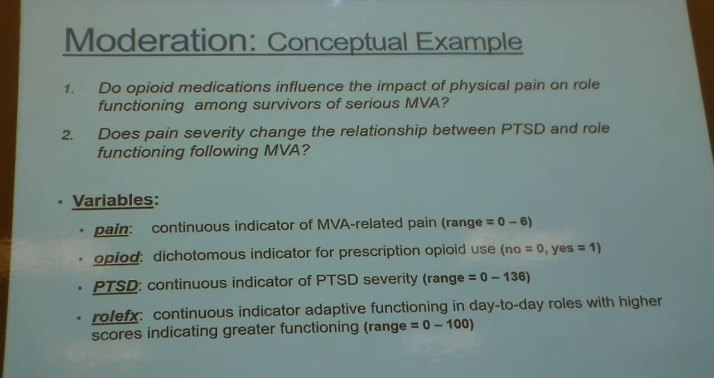All right. So, conceptual example. Think about moderation, and we're just going to pick up. We're going to pretend that our outcome variable for that last example wasn't a problem, we're going to ignore the fact that we found evidence of non-normal residuals and pretend that we're good to go with this. Okay. So same variables, but this time maybe our question is, do opiates influence the impact of physical pain on role functioning in people who've been exposed to motor vehicle accidents?